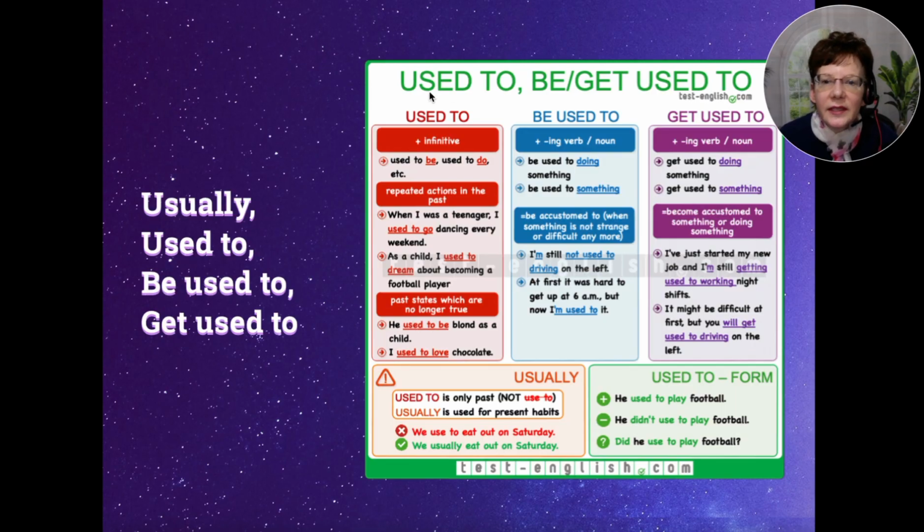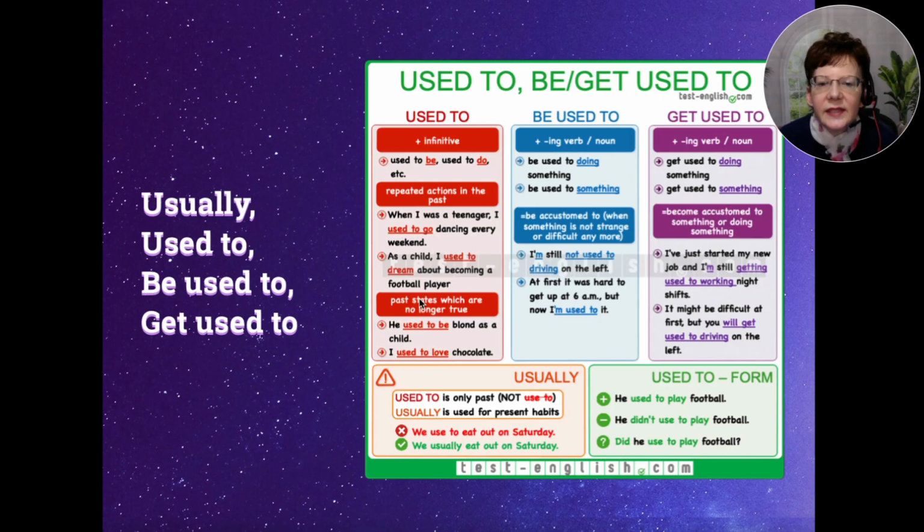All right, so we'll look at this chart really quick. I'll go over these briefly. So we have used to, and we use it with an infinitive. Used to be, used to do, things like that. It's also for repeated actions in the past. For example, when I was a teenager, I used to go dancing every weekend. And as a child, I used to dream about becoming a football player. So these were all repeated things in the past.